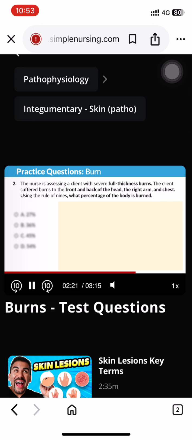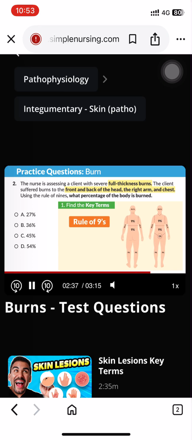Okay, let's break it down following the question breakdown strategy. So number 1, first look at the key terms in the question. Severe full-thickness burns to the front and back of the head, right arm, and chest. So using the rule of nines, let's break it down. So front and back of the head is 9%, basically 4.5% for both sides. The right arm is also 9%, with 4.5 accounting for both sides. And the chest is only 9%. So add 9 times 3 and we get 27%. So option A would be the most correct.